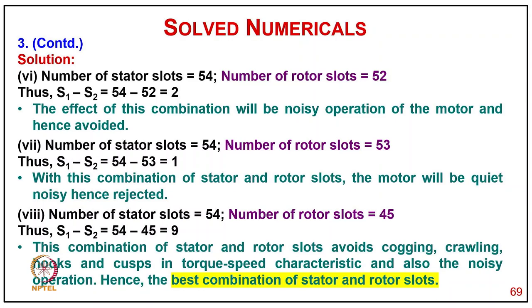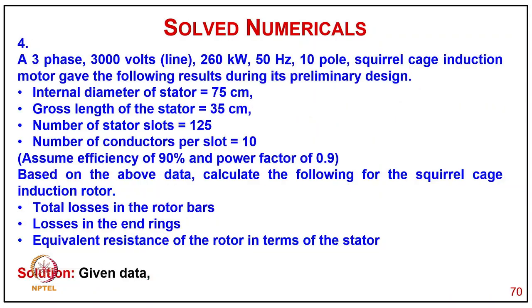For the stator 54, the number of rotor slots for the 7th option is 53. So S1 minus S2 is equal to 1. With this combination, the motor will be quite noisy, and hence rejected. Number of stator slots 54, number of rotor slots 45, S1 minus S2 equals 54 minus 45, 9. This combination will avoid cogging, crawling, hooks and cusps in the synchronous torque curve and also noise, so it is the best combination of stator and rotor slots.